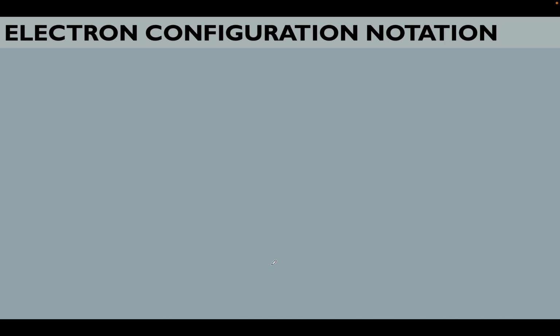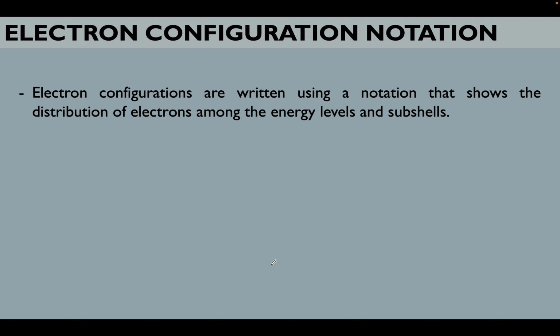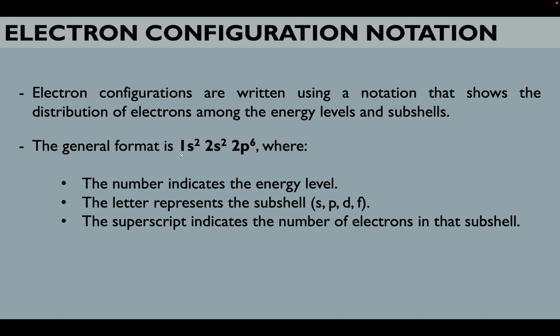Okay, so as for the electron configuration notation, so electron configurations are written using a notation that shows the distribution of electrons among the energy levels and also subshells. So the general format is 1s2, 2s2, 2p6, where the number indicates the energy level. So kaning number nga 1, 2, 2, this indicates the energy level. The letter represents the subshell, katong S, P, D, and F. And the superscript is kani sila. The superscript indicates the number of electrons in that subshell. So that is how we would write a notation for the electron configuration.